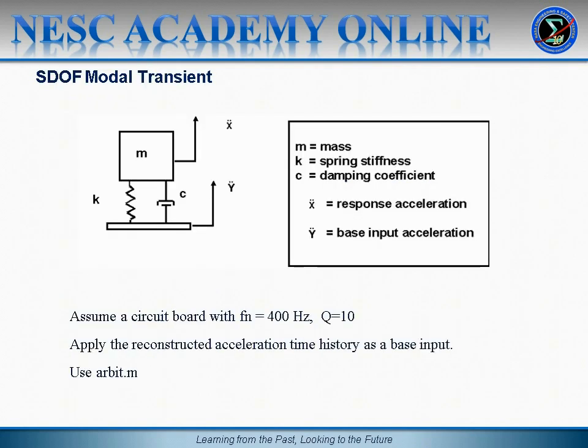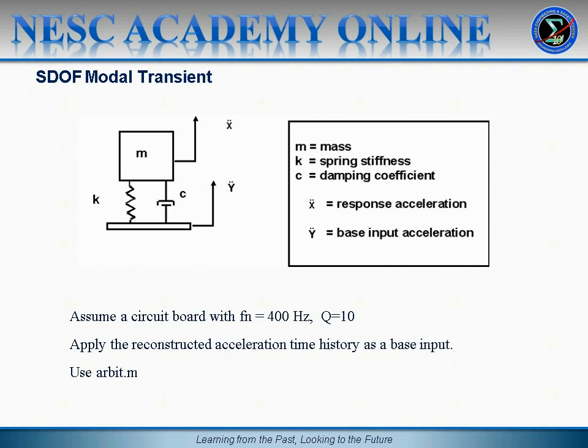In this slide, we have a single degree of freedom system. This is a spring mass system that we've used several different times in previous units. So we have the mass m, the stiffness k from Hooke's law. We have a dashpot with coefficient c. Our base input is y double dot, and our response of our mass, the acceleration response, is x double dot.